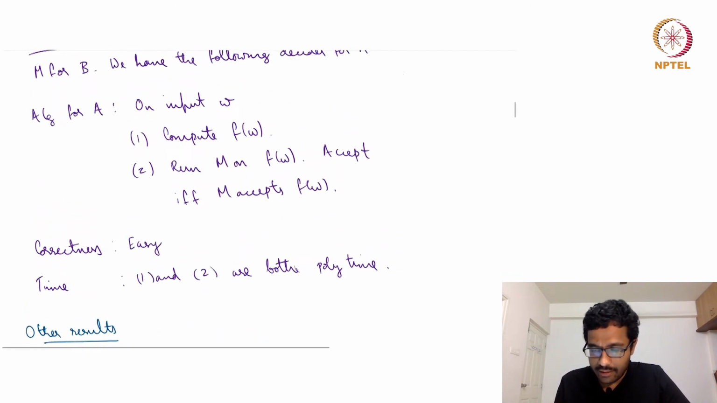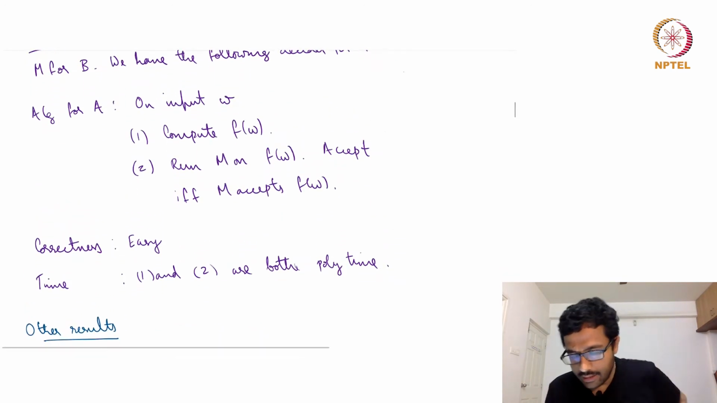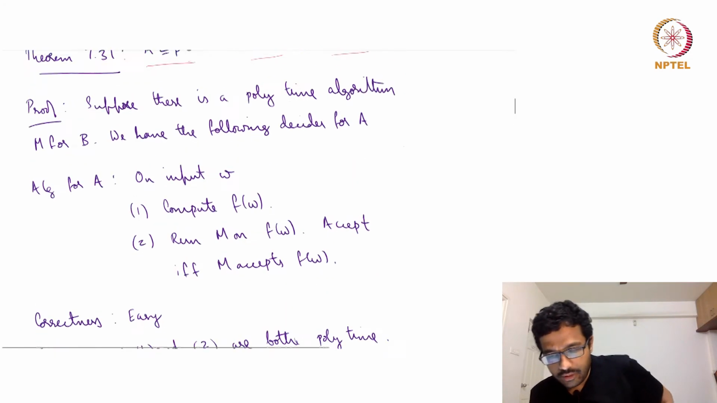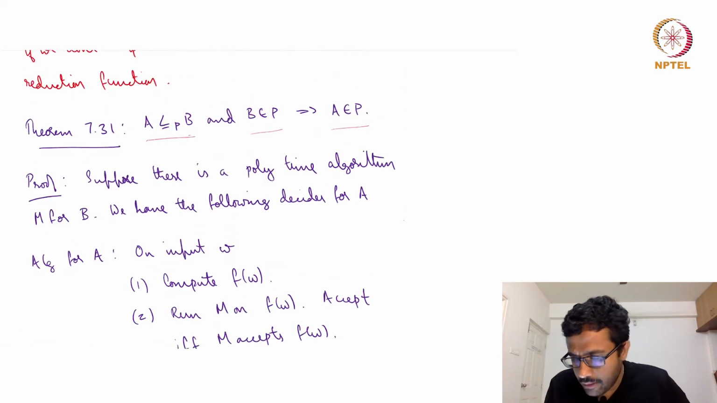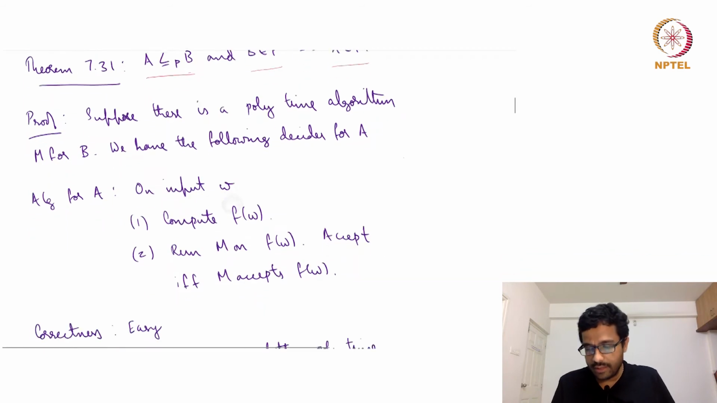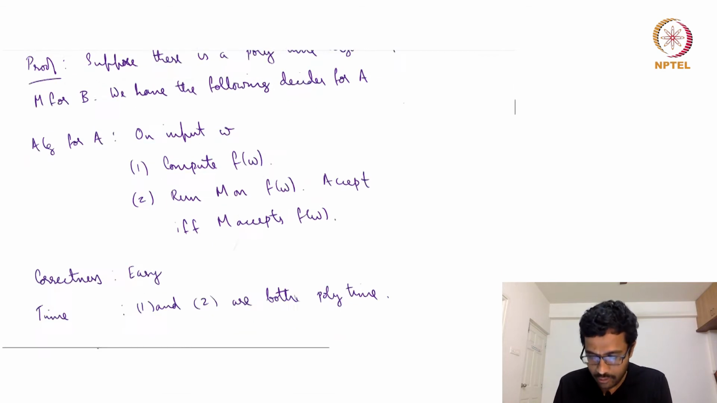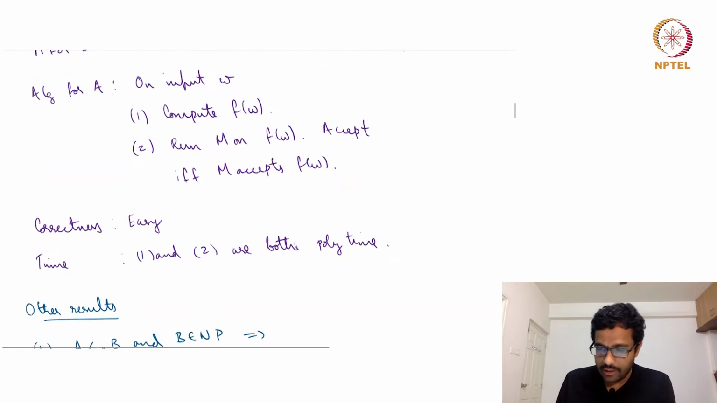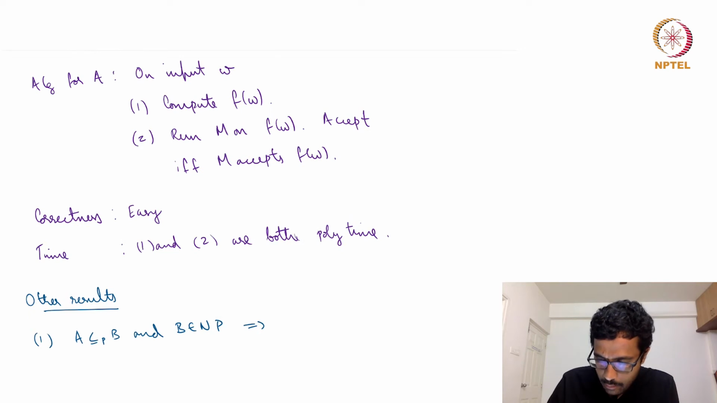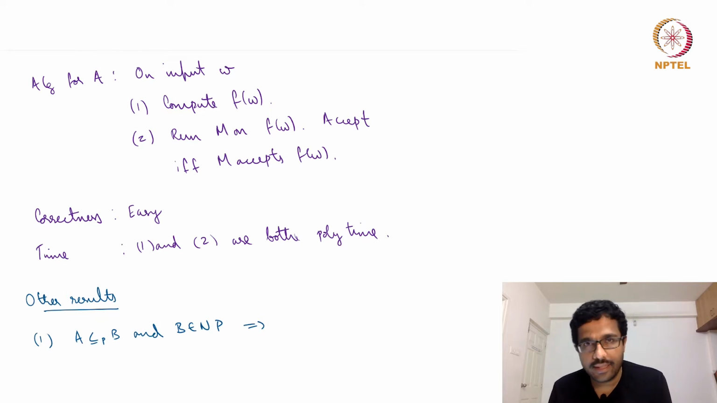The other thing to be checked is the claim that A is in P. If you combine this process, does it give a polynomial time algorithm for A? Let's see. The claim is that both these operations, number 1, computing f of W from W, and number 2, deciding whether f of W is in B, run in polynomial time. Let us see.